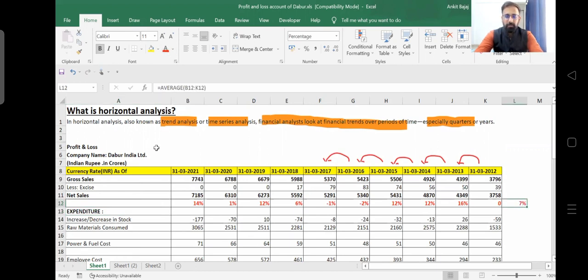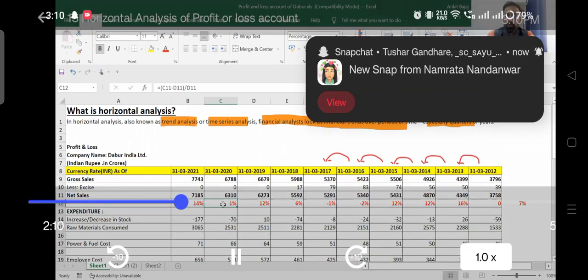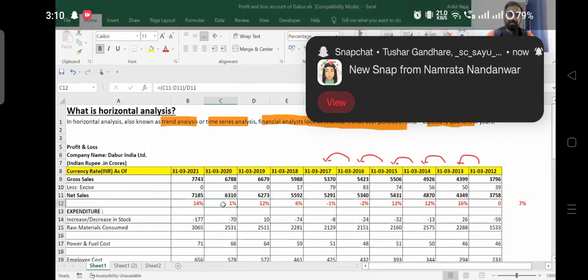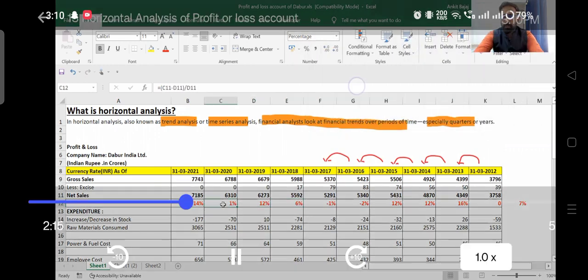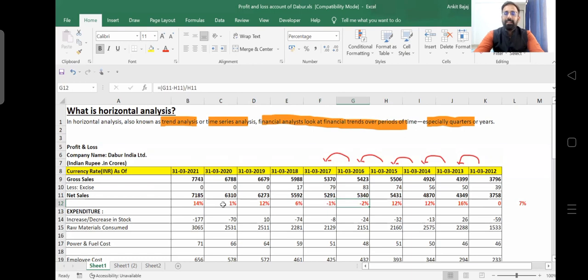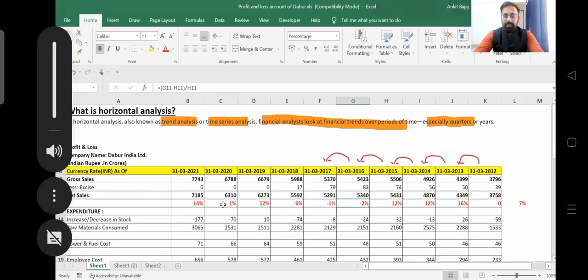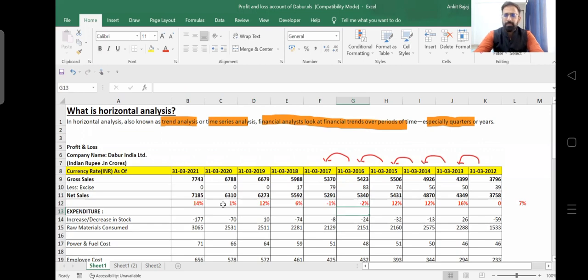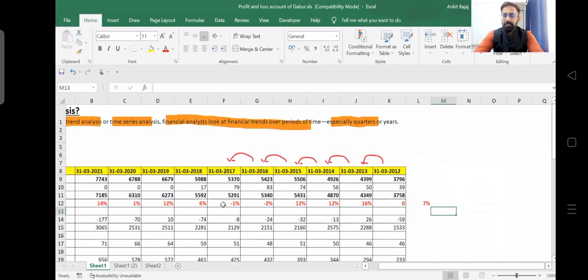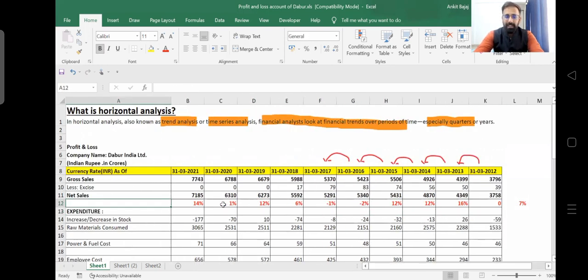Now you will be able to see that in year 2020 there is a negative 1% growth, just because in year 2020 the whole globe was suffering from COVID. There is also a small decline in year 2016 and maybe in year 2017; there may be other factors due to which they were not able to grow. Their growth was negative, but that is okay. Minus 1% is okay. On an average, there is a growth of 7% in sales.